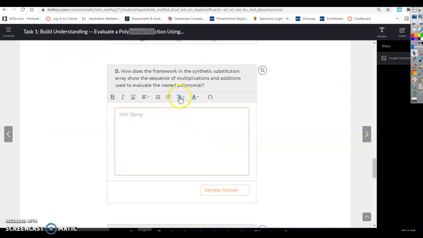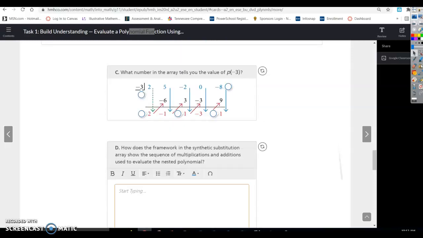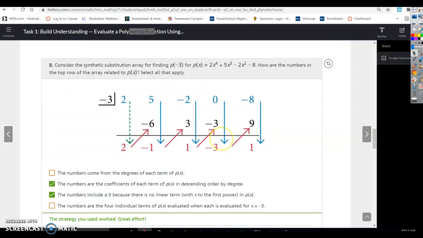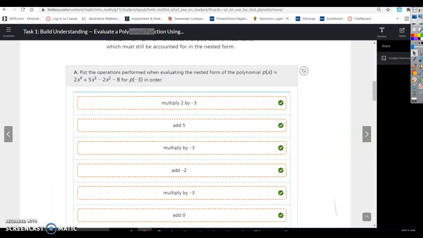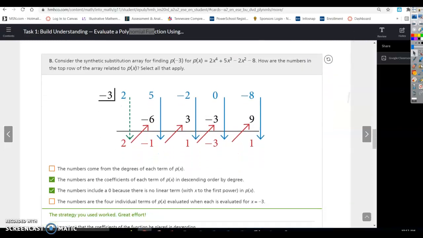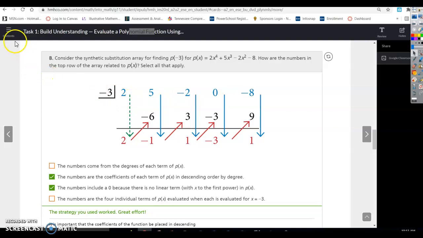And then it says, how does the framework in synthetic substitution array show the sequence of multiplication and addition used to evaluate the nested polynomial? So again, you bring the first term down, but then you multiply, add, multiply, add, multiply, add, multiply, add, which is exactly the same thing as we did up here in the nested array. So for a given value of x, multiply, add, multiply, add. It's very much the same, just looks a little bit different how you set it up. All right, that's all for task 1.